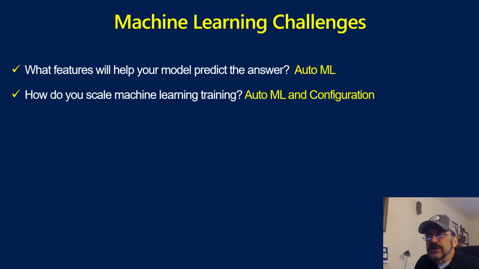How do you scale machine learning training? Here you can use a combination of the AutoML service and your own ability to configure the resources in Azure to be used. For instance, I mentioned GPU, so you can configure that so that it will get more or less resources, including even setting limits like, okay, I want you to pick a model, but don't run any longer than, or don't use any more than X resources.